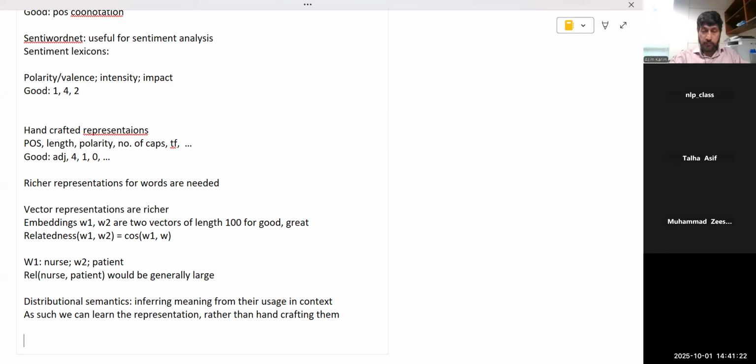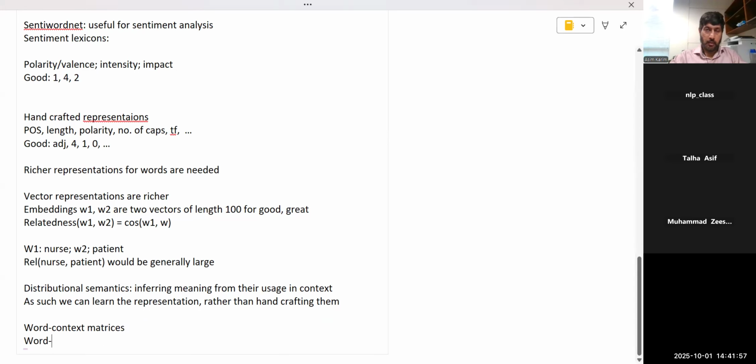Okay, so now let's look at the first way of learning these representations. And this will lead us to sparse vectors. Okay? So we will talk about word-context matrices. And actually we have seen an idea of this before as well. By the way, उसका quiz भी आपका आ रहा है अभी. Word document matrix, for example. So word document matrix is an example of a word context matrix in which the context is a document.